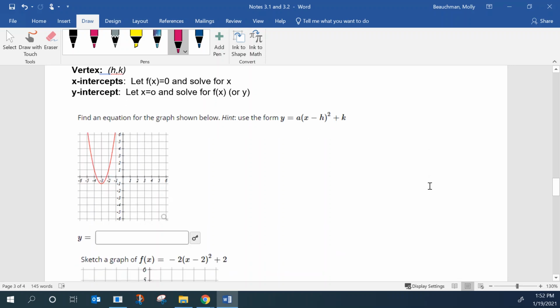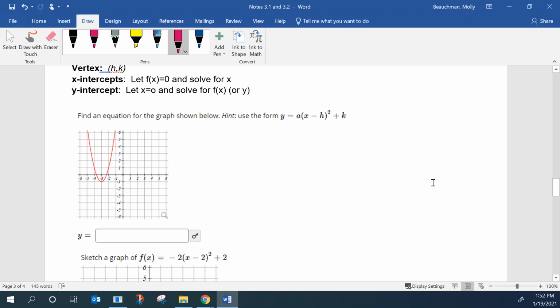All right, so find an equation for the graph shown below. So notice we're given a graph, and we're given on the graph that the vertex is what? Negative 3, negative 1. So how do we use that to find the equation? Substitute your values into the function. Negative 3 is h, negative 1 is k. We get y is equal to a times x minus h would be x plus 3 squared, and then minus 1. And now what we're left to find is a.